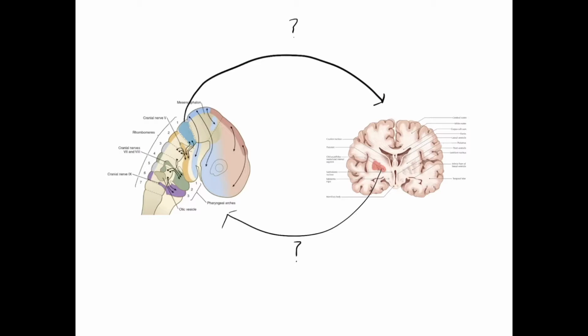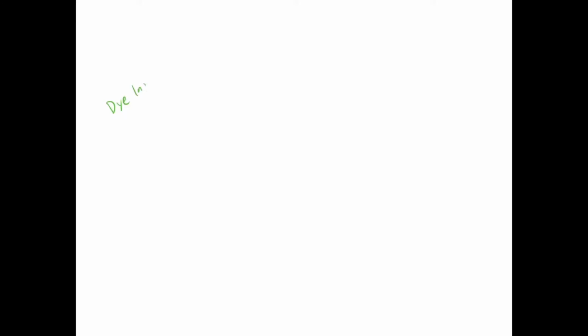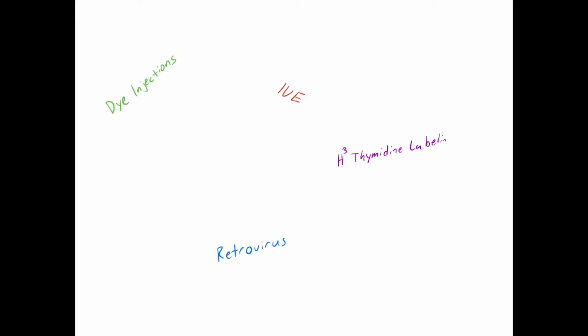In order to ask and answer these questions, it is important to be able to label certain cell populations based on their developmental origins or their adult fate. There are many ways to label cells, including dye injections, in utero electroporation, retroviral labeling, tritiated thymidine treatment, and other labeling strategies. But these labeling strategies are far from perfect.